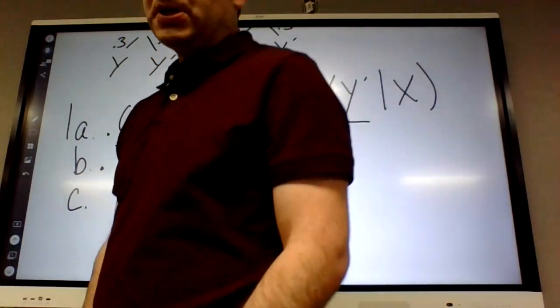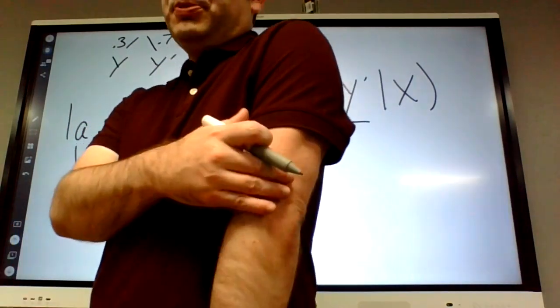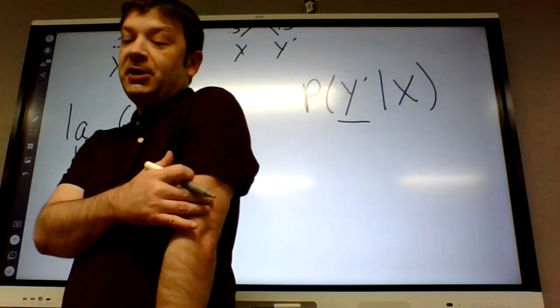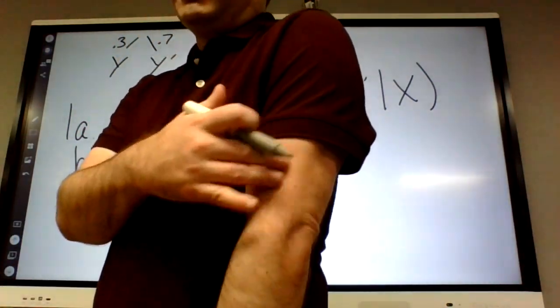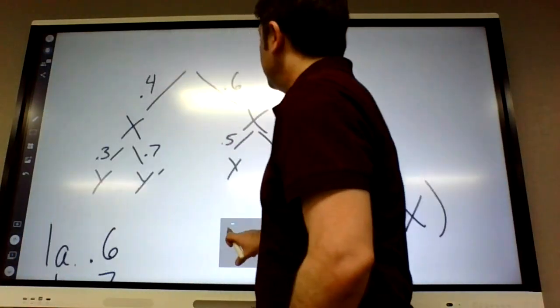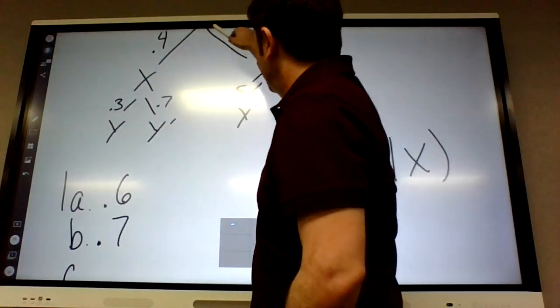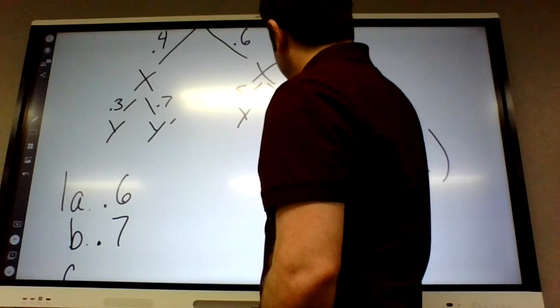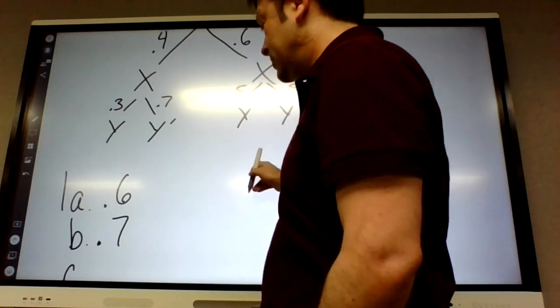C. So C would be what's the probability of Y prime happening given that X prime has already happened. So given that we're already down here, what's the probability that this will happen? 0.5.